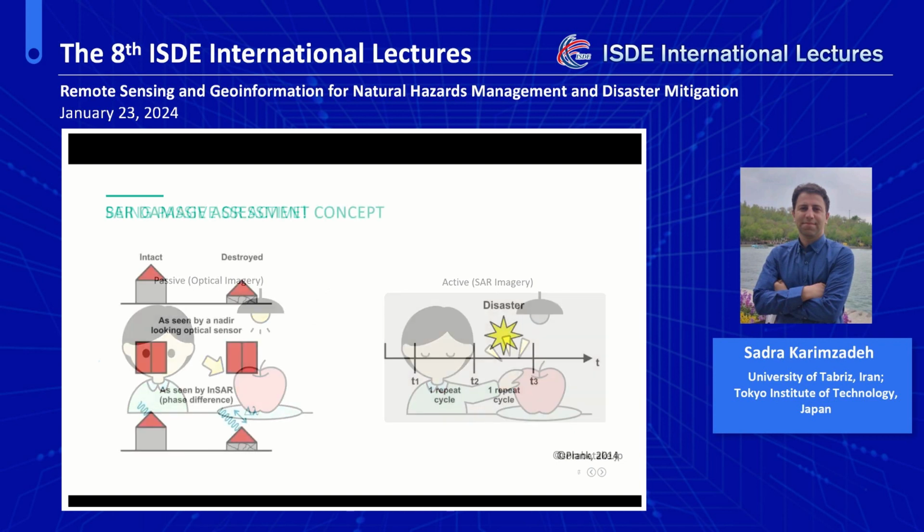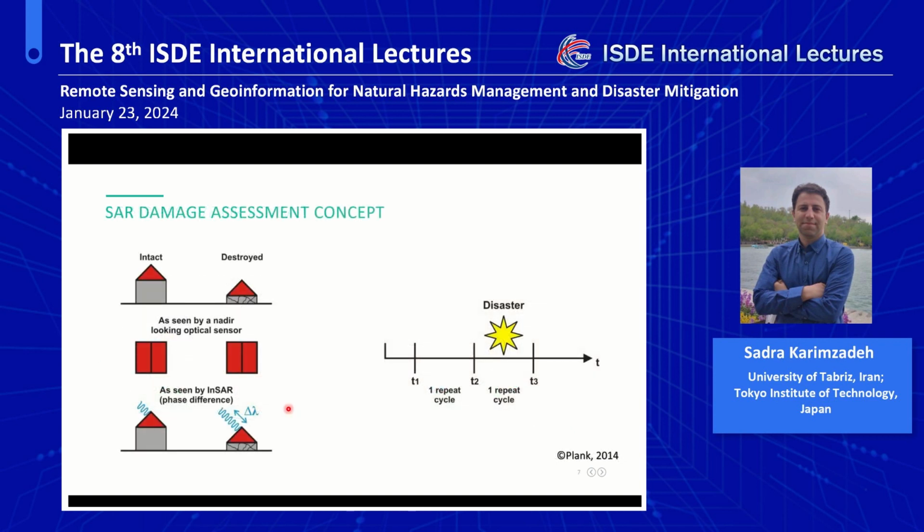That's all. So about SAR remote sensing of vulnerability, the concept is clear. As you can see on the left side, you have an intact building and a destroyed building. As seen by a nadir-looking optical sensor, if you have gable-type rooftops, the rooftops are similar, but as seen by InSAR, or the phase difference of radar images, you will understand there is a phase difference.